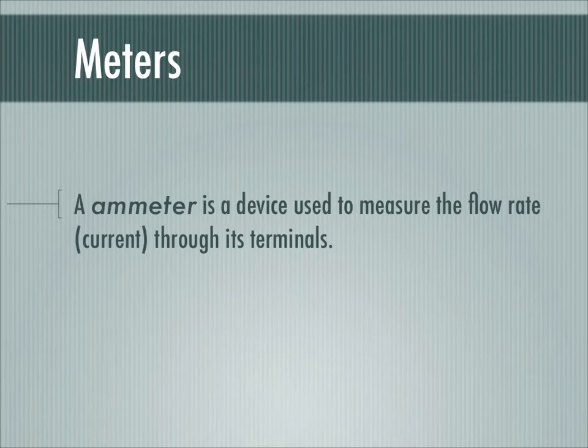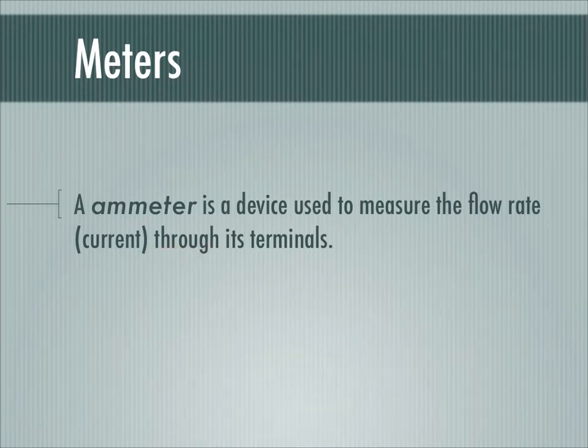Now we're going to talk about flow rates. So to do that, you switched your multimeter into ammeter mode. Now an ammeter is a device that you use to measure the flow rate through its terminals. So the idea here is that the ammeter has to be connected directly in series in the circuit so that you can measure the flow rate through it.